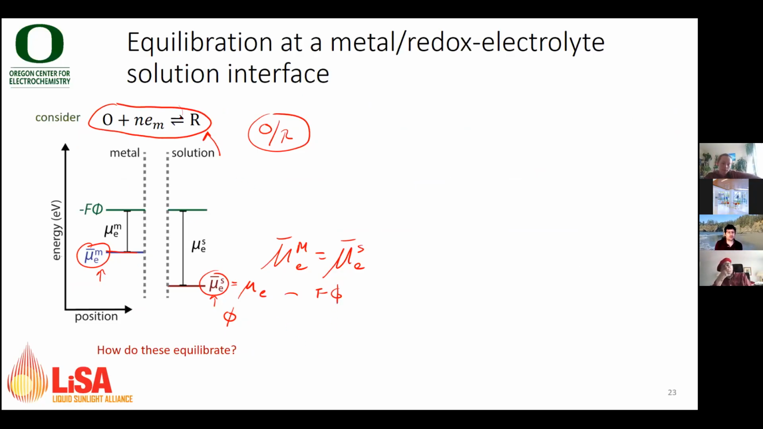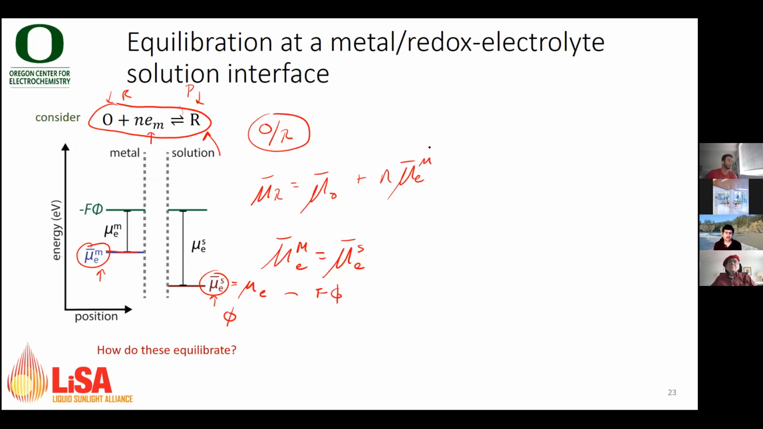So I can actually look at this chemical reaction. If I say the electrons in the metal are in equilibrium with O and R, what can I say about the electrochemical potentials of each species? Can I relate what's on the left side, the reactants, to what's on the product side? So I could write that mu bar R equals mu bar O plus n mu bar e in the metal.